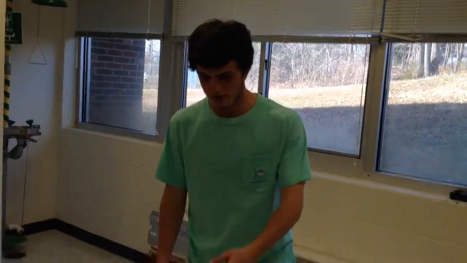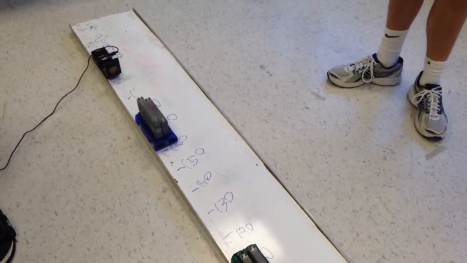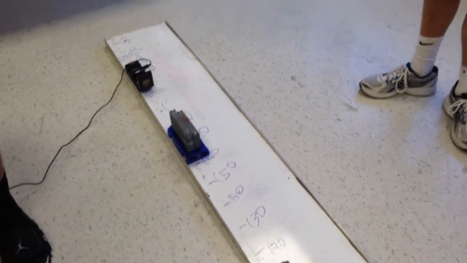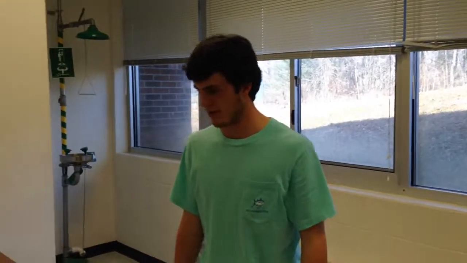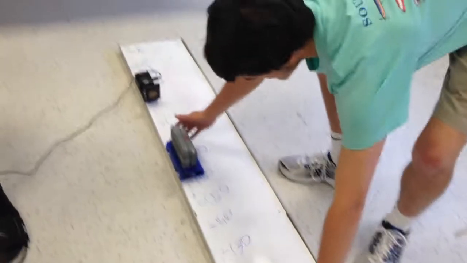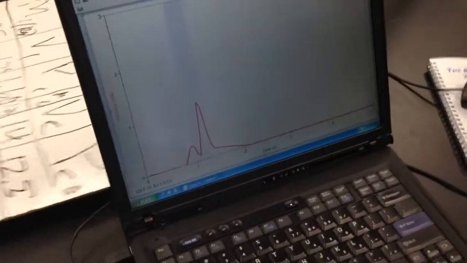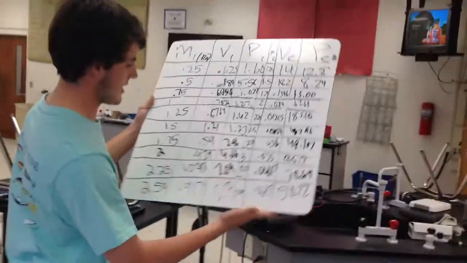Alright, this is going to be our 10th and final trial. The green car still has the same weight, 1 kilogram on it, and for the blue car, we have 2.5 kilograms on it. So let's see how this works. Hit it. Once again, we're going to highlight that graph and find the min and max velocity.